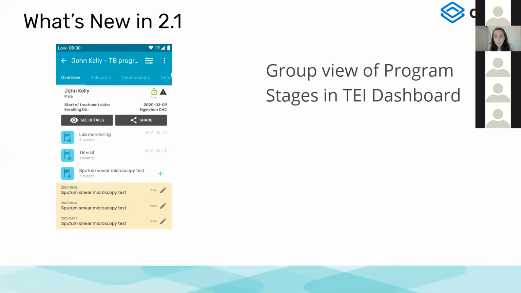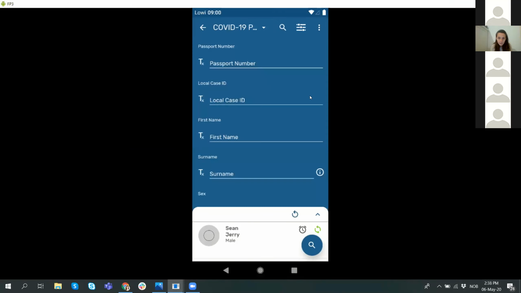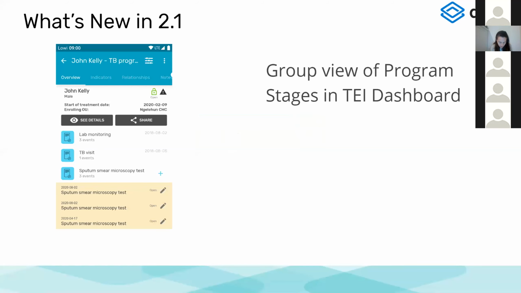The biggest improvement in the tracker programs is the possibility to display your events grouped by program stage. As you know, each tracker program can have different program stages, and those program stages can be repeatable. So before, I'm going to open the program. For this one, I'm going to use the port of entry program. Okay. So I search for patient.